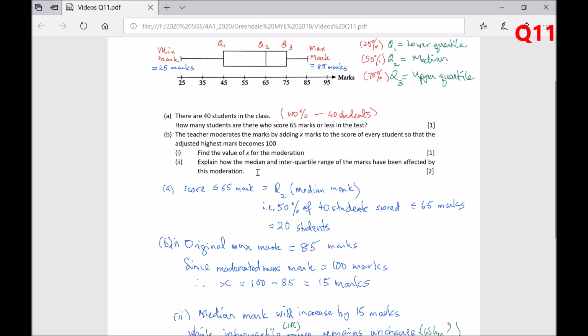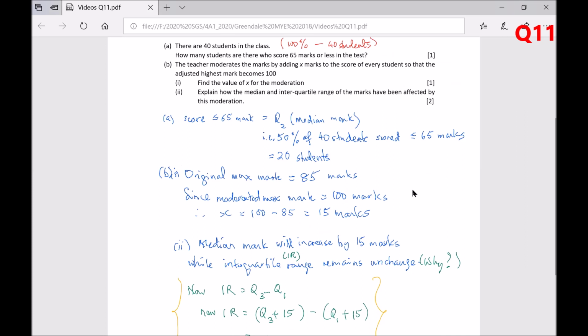Part 2, explain how the median mark and interquartile range of the marks have been affected by the moderation. Now, the median mark original value is 65 marks. Hence, with X marks being added, that is 15 marks being added, the median will increase by 15 marks, while the interquartile range remains unchanged.